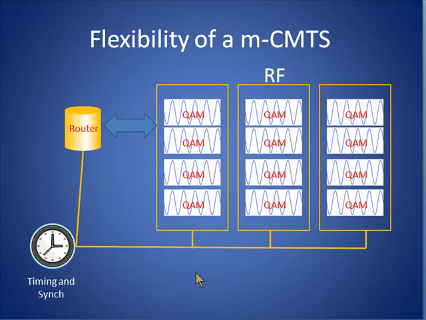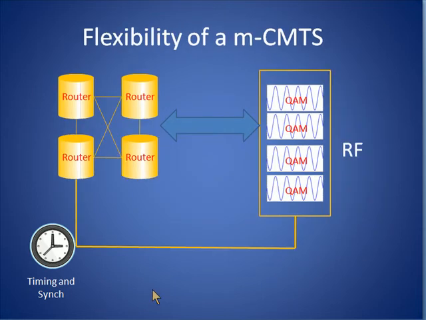For example, if a cable MSO deploys an application that requires a large amount of RF capability and only a little bit of routing, a modular CMTS can be configured as shown. Conversely, that same CMTS can be configured quite differently if large amounts of routing are required, but only a small amount of RF capability is required.